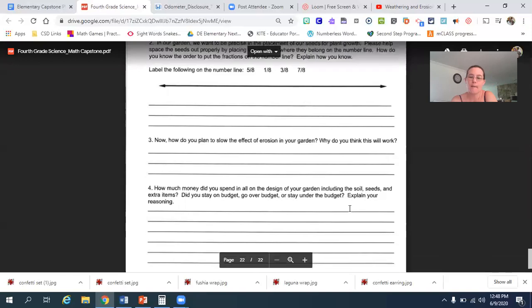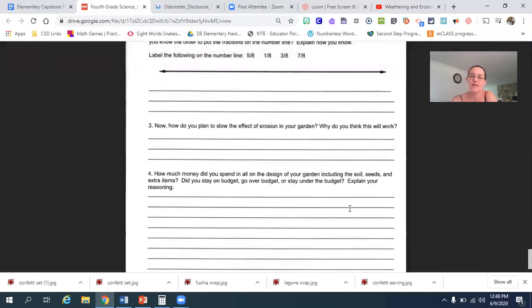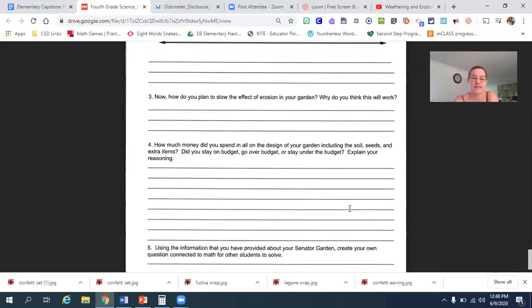And number 4, how much money did you spend on the design of your garden, including the soil, the seeds, and the extra items if you bought any? Did you stay on budget? Did you go over budget? Or did you stay under budget? Explain your reasonings. So for number 4, tell us what you spent and why you spent what you did.